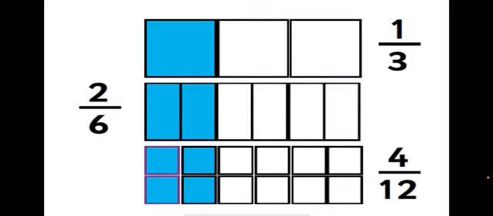Now over here 1, 2, 3, 4, 5, 6, 7, 8, 9, 10, 11 and 12. So here you can see that 4 parts are shaded. 12 comes in the bottom, that is the denominator, and how many parts are shaded? 4 parts are shaded. So it becomes 4/12.